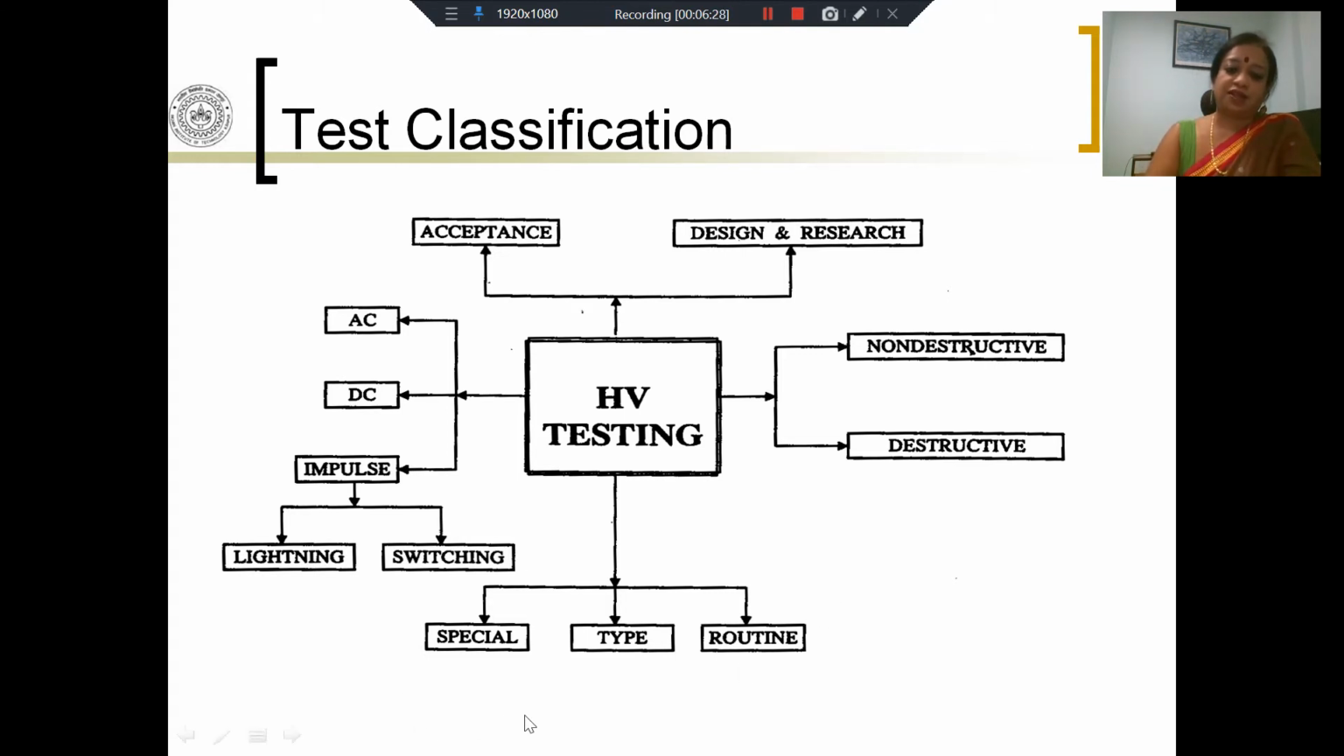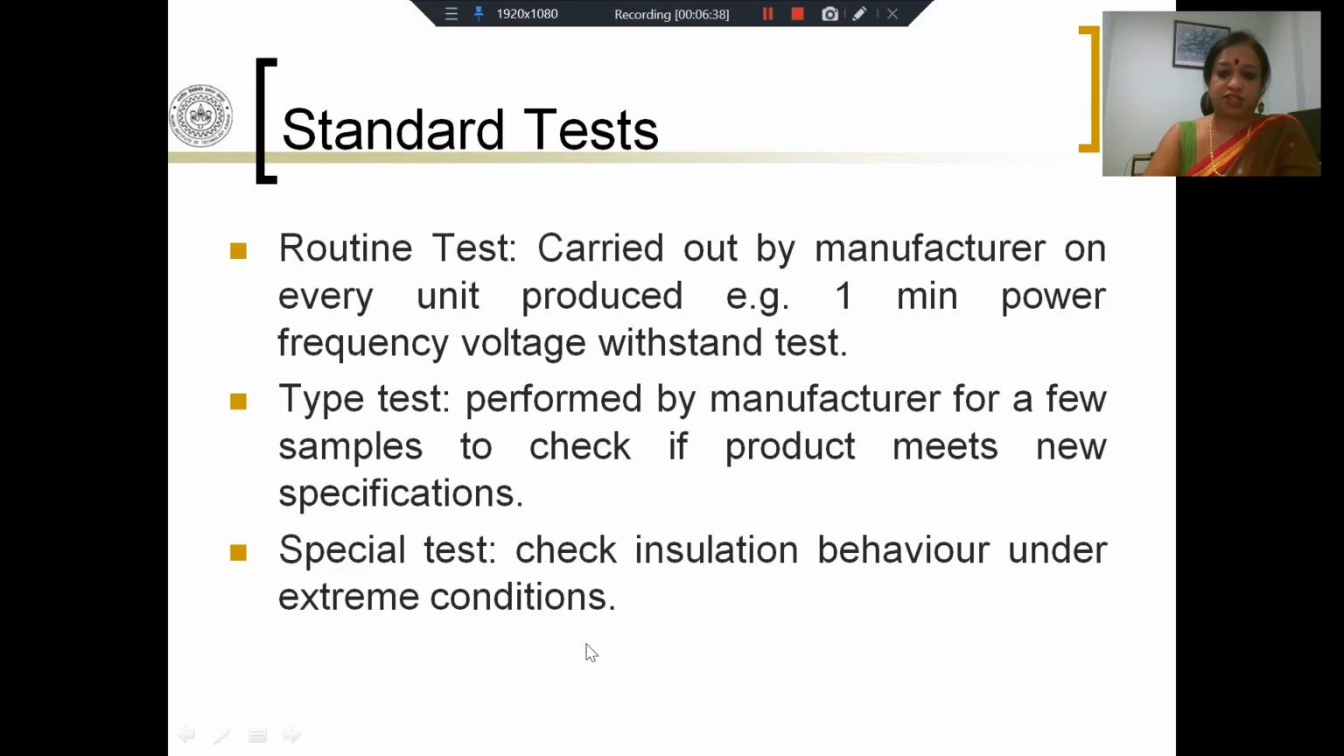Apart from that, there are three broad classifications of high voltage tests. One is special, number two is type, and number three is routine. So what are these routine, type, and special tests? Routine tests are carried out. So here we are talking about standard tests. I will see what are the different kinds of standard tests. I mean, what kind of tests are standard.